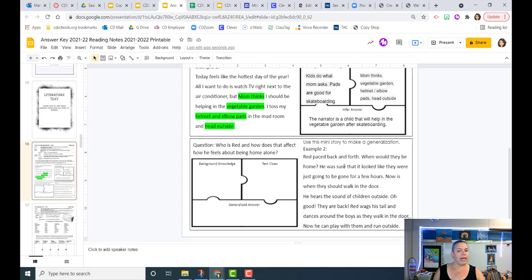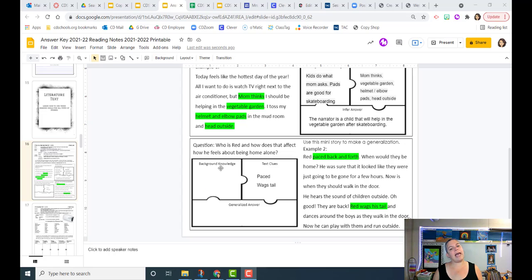So I want you to go ahead, underline or highlight in here, what are the clues that help us figure out who's Red and how does that affect how he feels about being home alone? So I have here in the beginning that Red was pacing back and forth, but then when the children get home, he wags his tail. So these are some clues that I should put over into text clues. So there we go. It can just be simple. Paced, wags tail. Those are my clues. That's what I'm putting in.